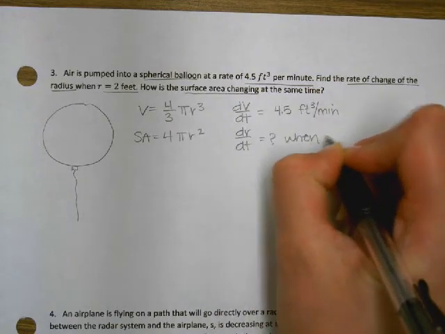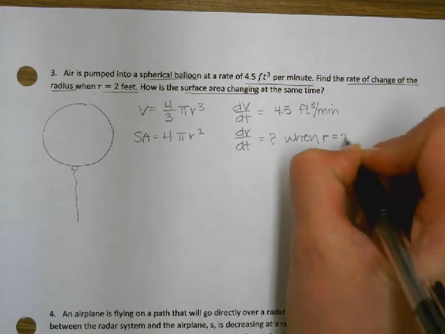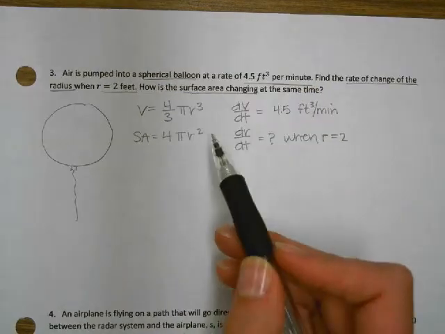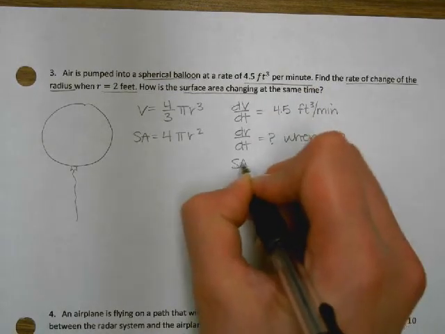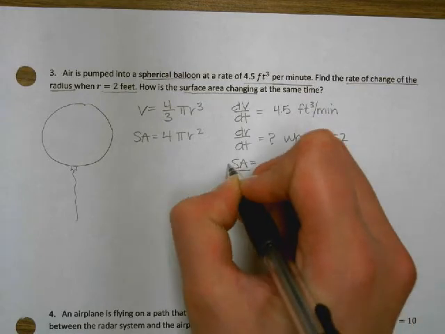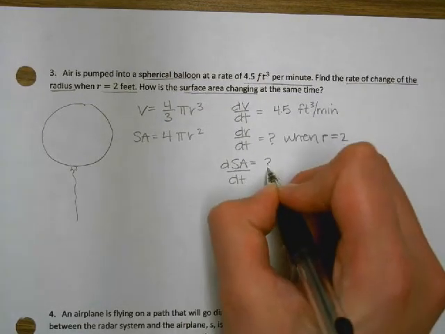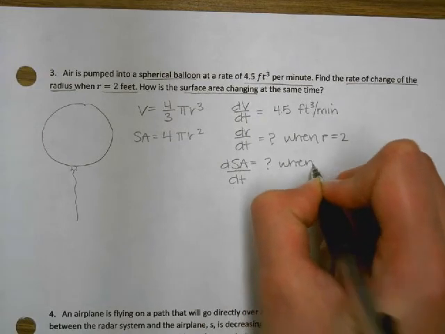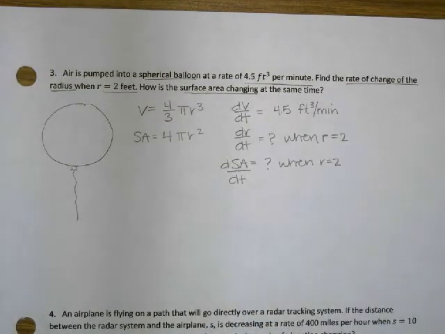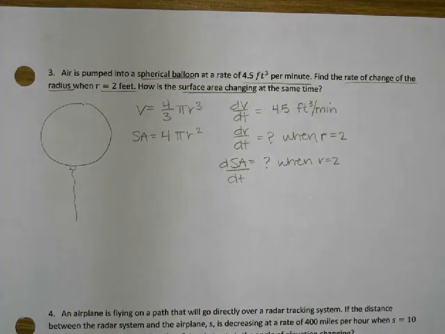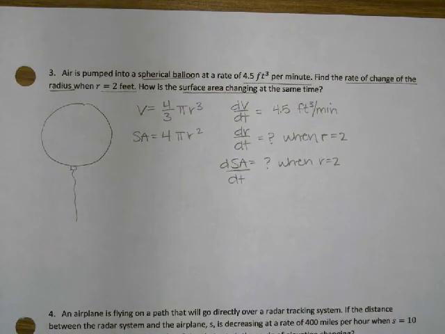When the radius is 2, they did give us that specific information. And they also want to know how the surface area is changing at the same time. So the change in the surface area with respect to time is, we're not sure, but we do know we're checking this when the radius is 2. Okay, so those are the things it looks like we already have. We're considering what we need.